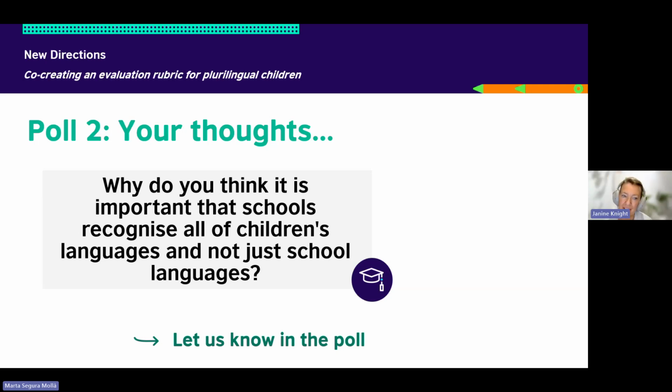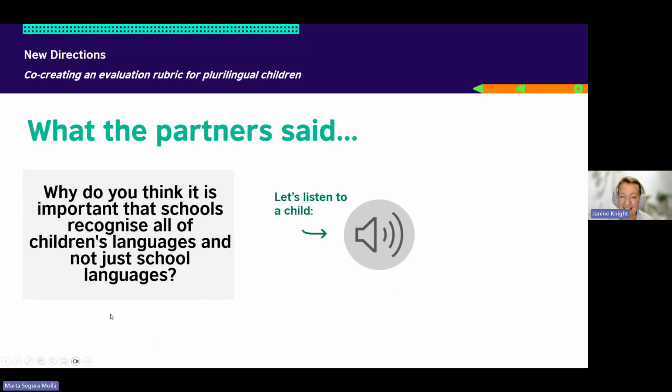Now we're going to have a look at why the partners in the project thought this was also important. So please turn up your volume so you can hear them well. And let's first listen to a child from the project. So why do you feel that it's important that schools recognise all the children's languages and not just school languages?